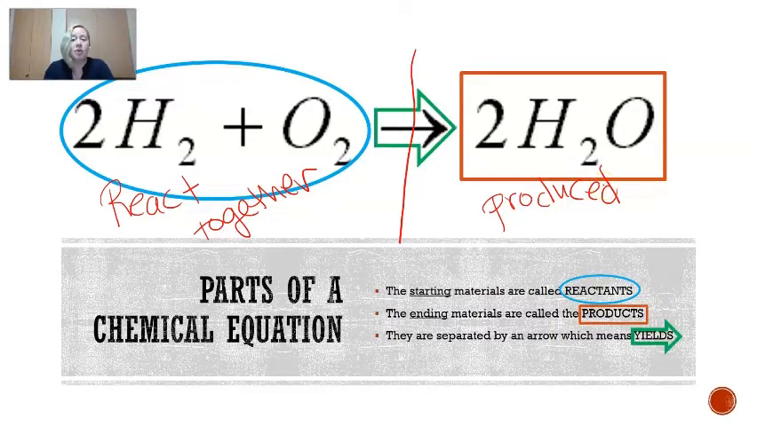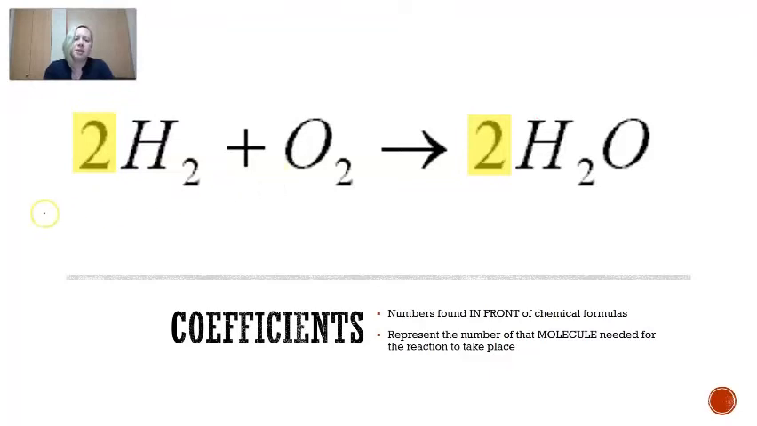And then the arrow, we have a special word for that. In science, we use this arrow to represent yields. That means that the reactants yield these products. It's just a fancy way of saying when we mix this stuff together, they make this stuff.